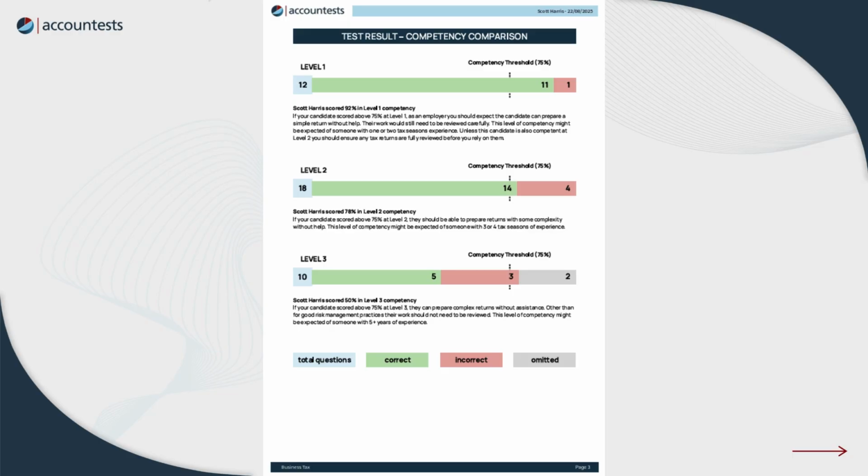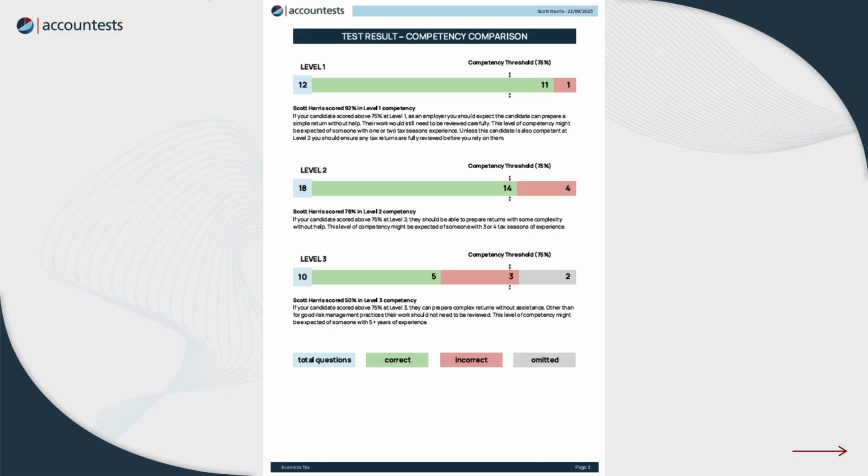The expert group then also said that in their view, a candidate needed to be 75% correct in their answers to show competency at any particular level. So these tests have three levels, which are broadly tax associate, senior tax associate, and tax manager. And you can see on that page whether the candidate met the competency threshold at each of those levels.